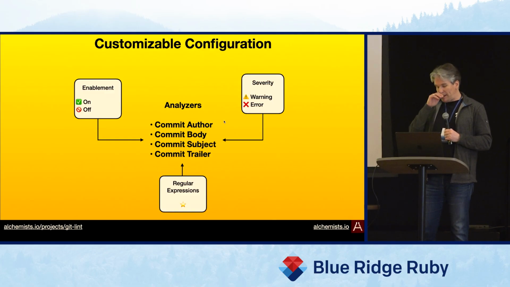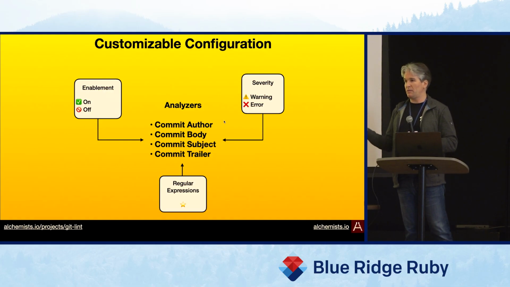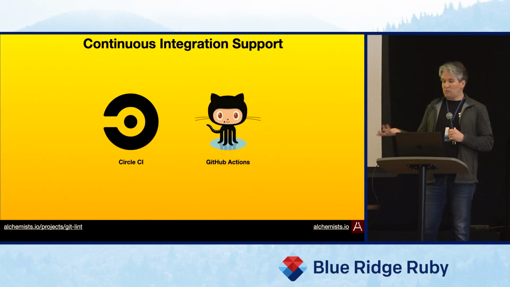With that, you can do additional customization. You can turn these various linters on and off, just like RuboCop if you want to. You can change the severity and warning of it. You can also use regular expressions in your configuration for Lint to analyze and have more detailed information around the subject and the body of your commit messages. And this works really well with continuous integration systems.